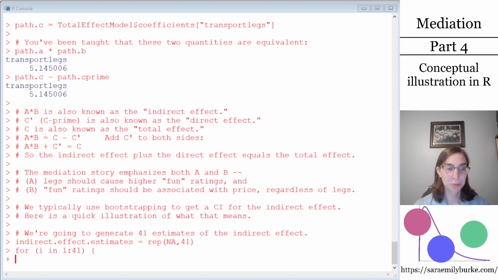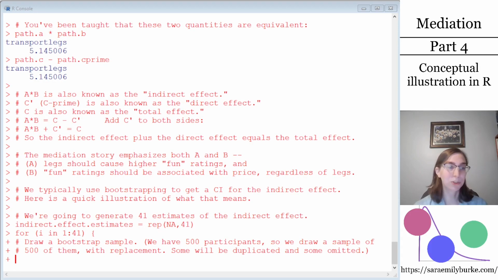And here's where the for loop begins. For i in 1:41 is just a way of telling R that I'm about to give it some additional instructions, and those additional instructions are to be repeated 41 times, where the variable i is replaced with the number 1, and then 2, and then 3, all the way up to 41. The first step of those instructions is to draw a bootstrap sample.